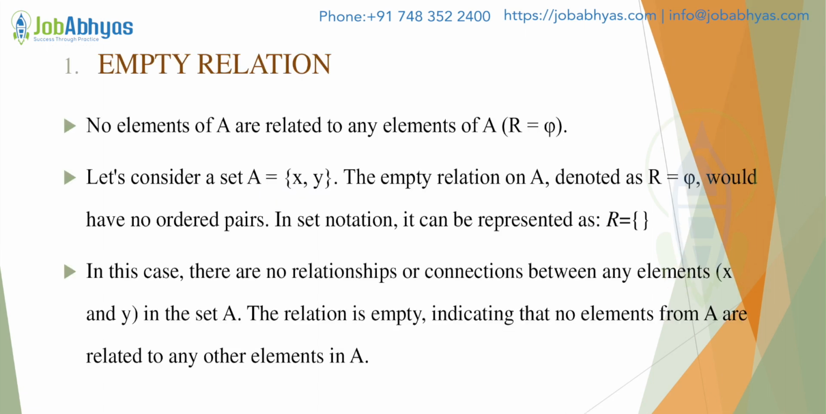Types of relation. First one, empty relation. No elements of A are related to any elements of A, that is R is equal to ϕ. Let us consider a set A = {x, y}. The empty relation on A, denoted as R is equal to ϕ, has no ordered pairs. In set notation, it can be represented as R is equal to the empty set. In this case, there are no relationships or connections between any elements x and y in the set A. The relation is empty, indicating that no elements from A are related to any other elements in A.